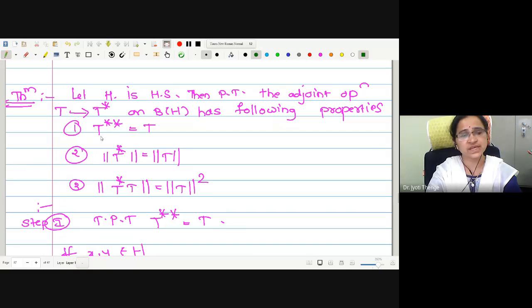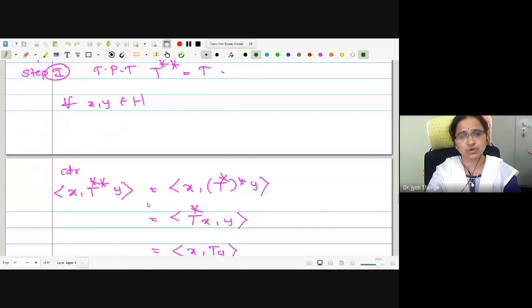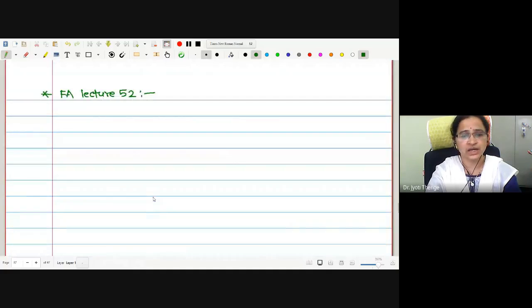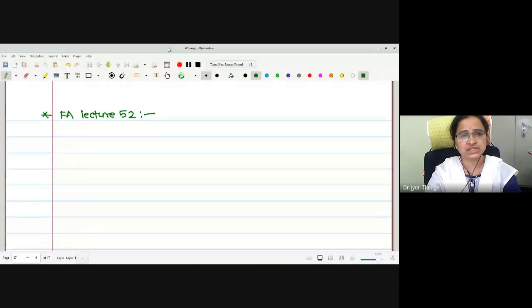One more important theorem we have seen is that whenever T star is an adjoint operator defined on H, then T double star is T, the norm of T star is equal to the norm of T, and the norm of T star T is equal to the norm square of T. This proof also we have seen in detail. Now let me come to today's lecture number 52.